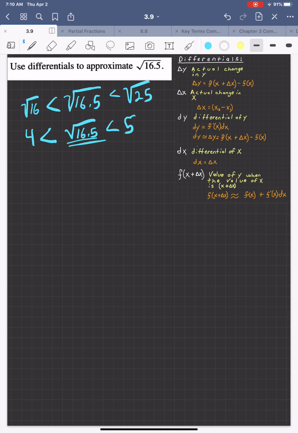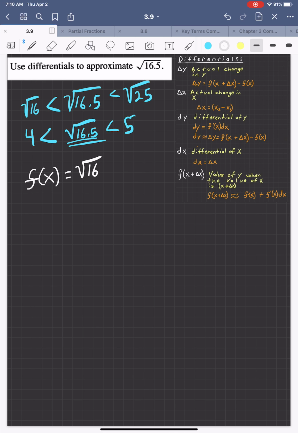So the way we're going to think about this is we're going to think about f of x as being the square root of 16. Now, hold on for a second. I'm going to walk you through this. Why did I do that? Because I know the square root of 16. That's easy.